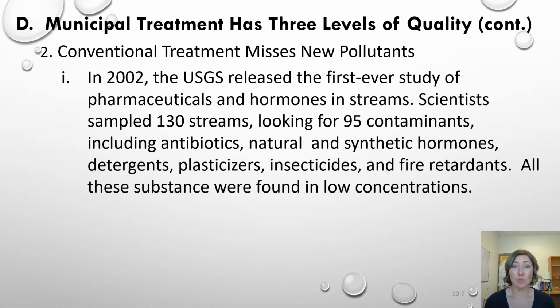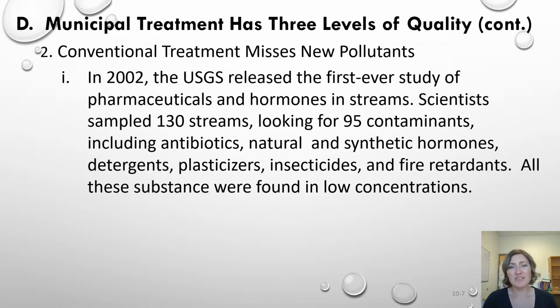All of these substances were in fact found in low concentrations. One stream, for example, had 38 of the compounds tested. At the time, our drinking water standards only existed for about 14 of the 95 substances that they tested for. So these are just things that we're kind of discovering are present. We didn't know they were present before, and they're starting to get into our waterways.